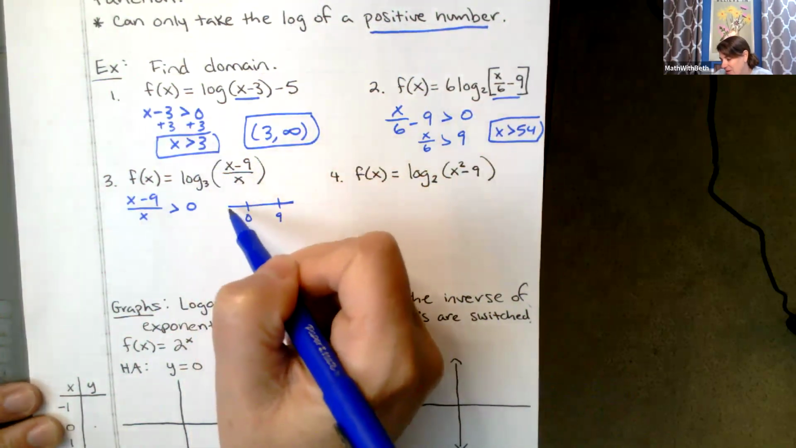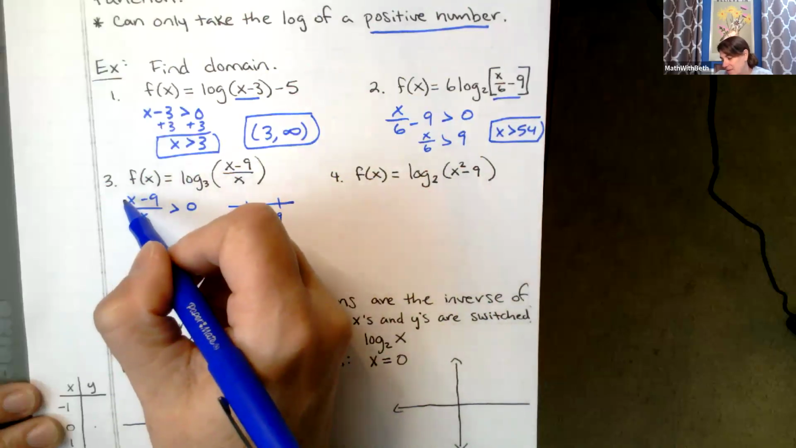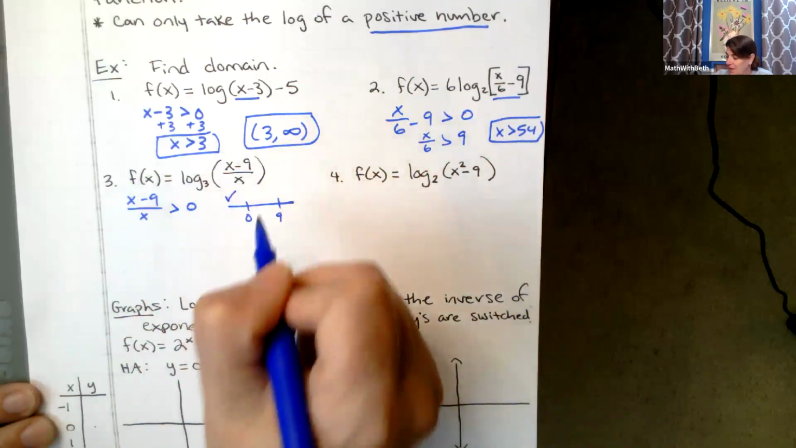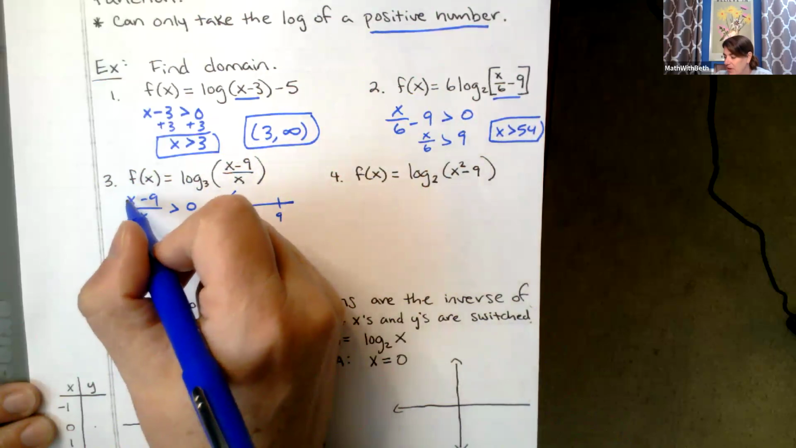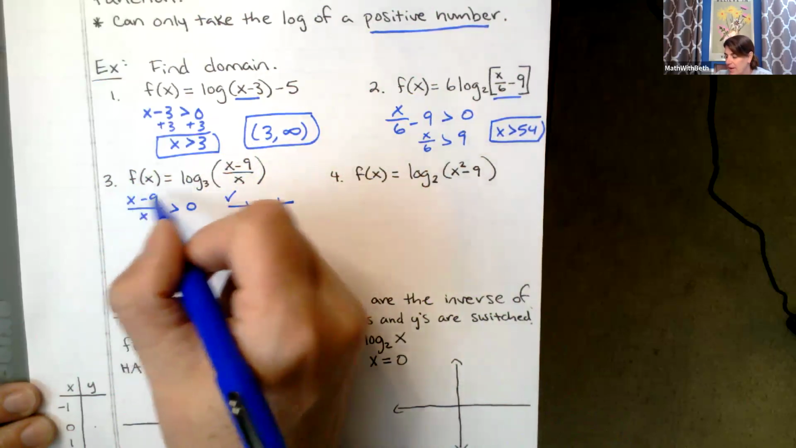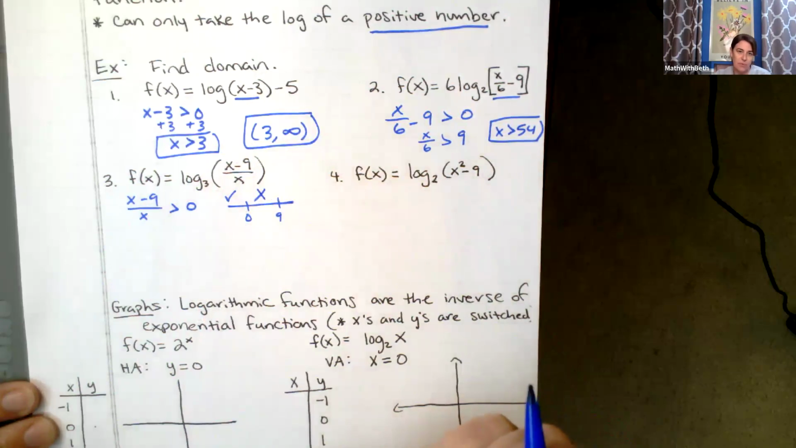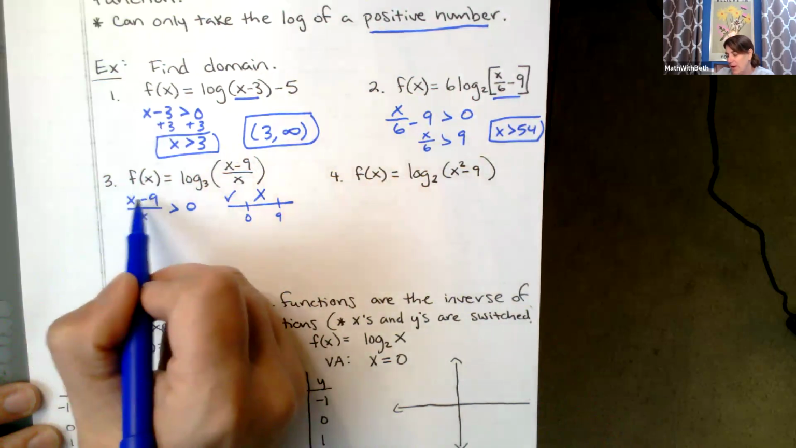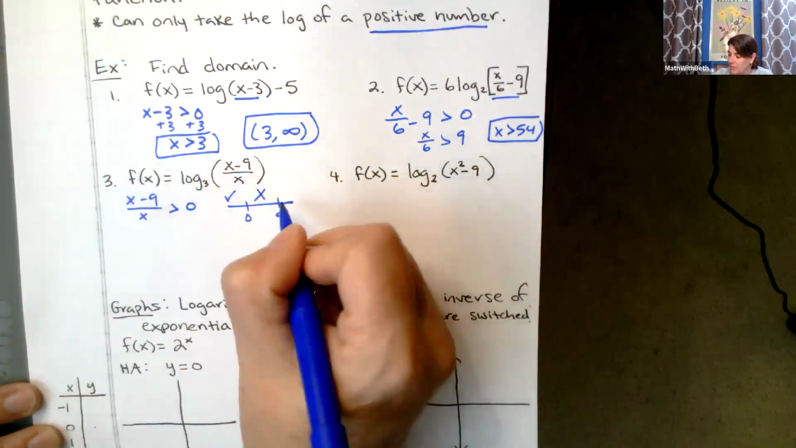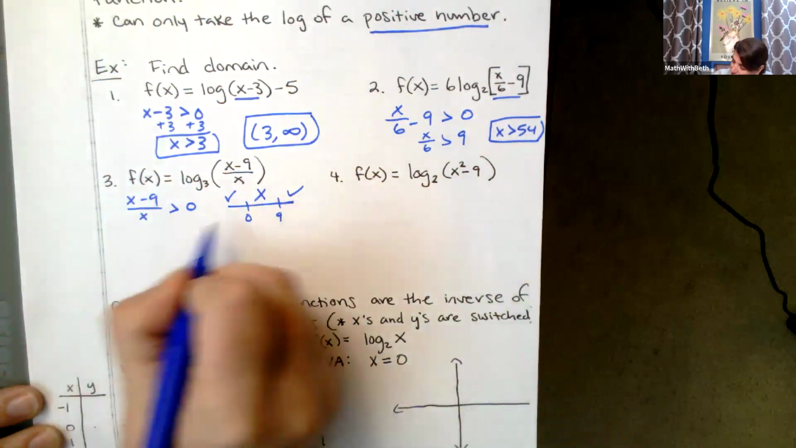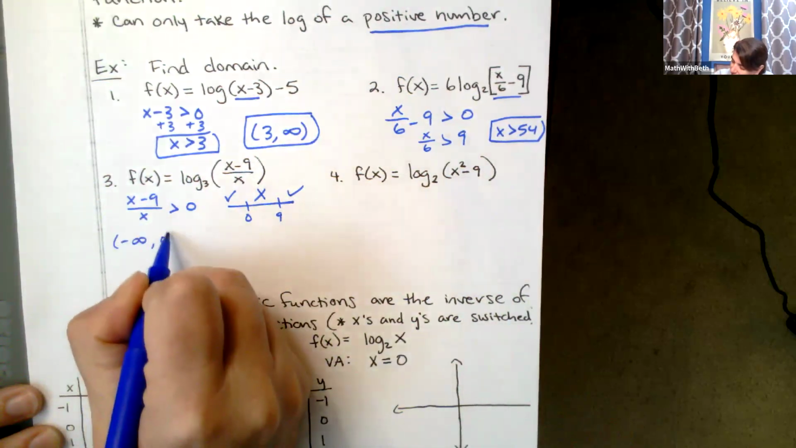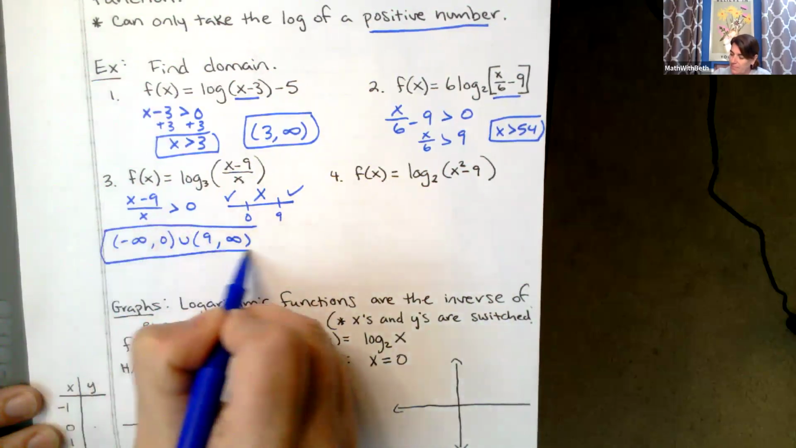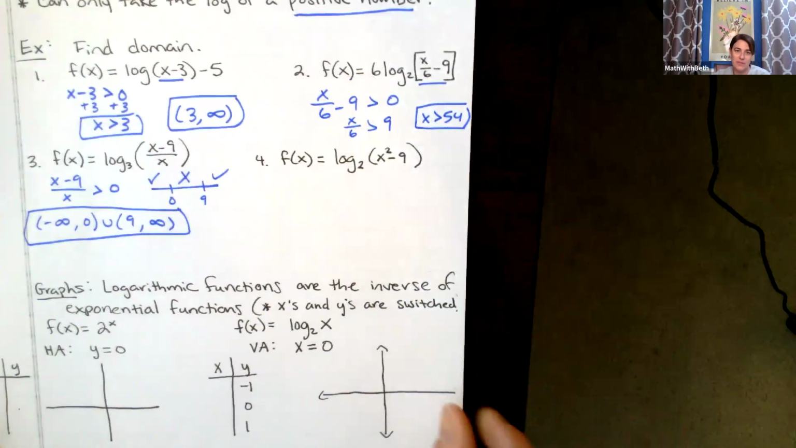So if I were to test something over here like -1, it would make the top negative and the bottom negative, which would be positive, which is what I want. If I plug in something like +1, I would get a negative on top, but a positive on the bottom. So that would be negative, which I don't want. And then over here, something like 10. 10 minus 9 would be +1 over 10, so positive over positive. So my domain would be -infinity to 0 and 9 to infinity. So this is just remembering what we did last unit.